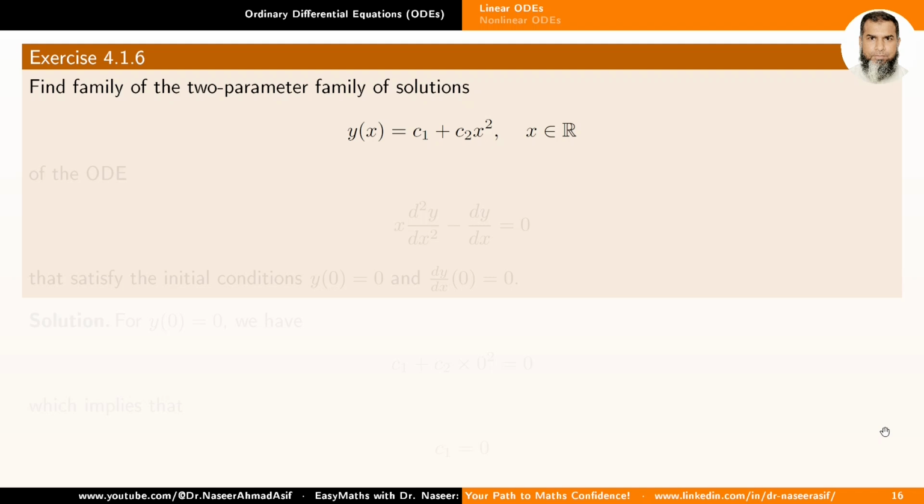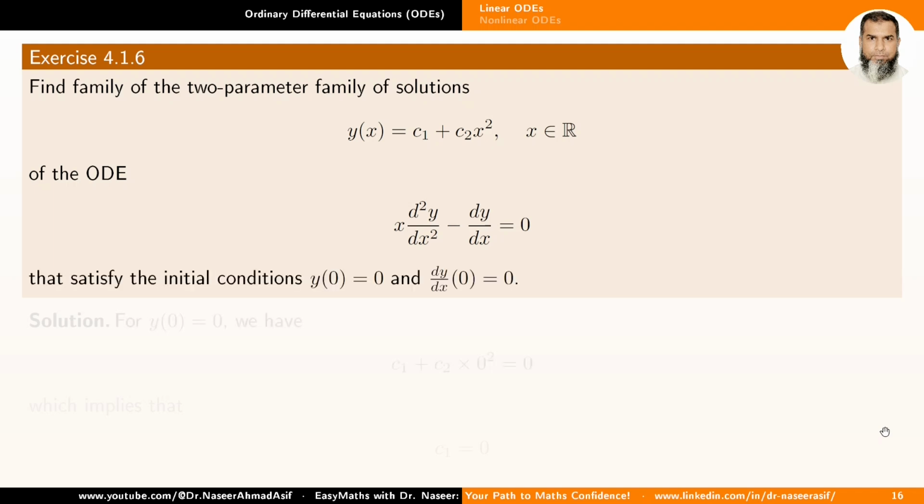Well, see another exercise. Find the two parameter family of solutions y is equal to C1 plus C2 x square, where x belongs to R, of the ODE x d2y by dx square minus dy by dx is equal to 0, that satisfy the initial conditions y at 0 is equal to 0 and dy by dx at 0 is equal to 0.